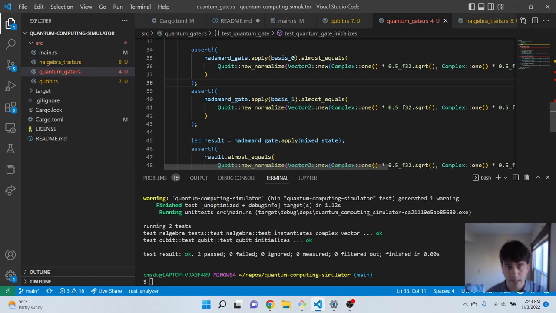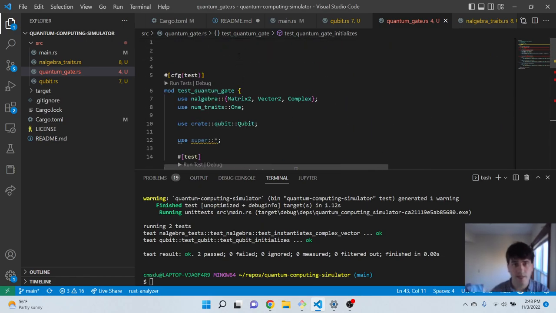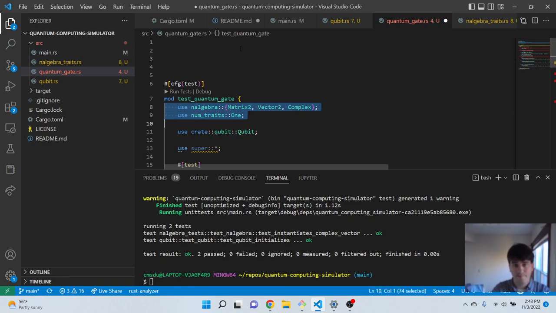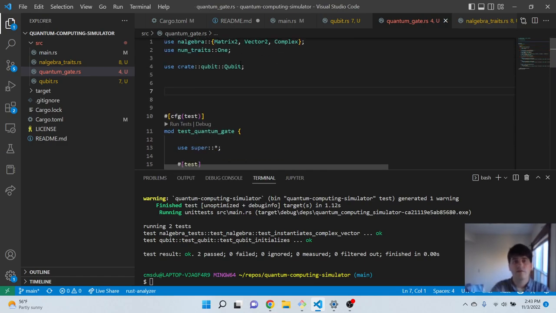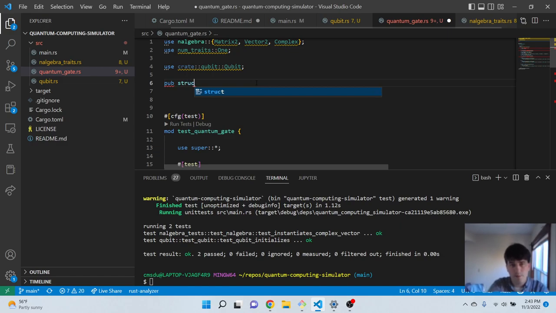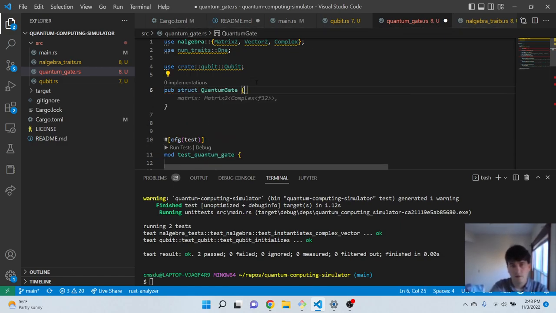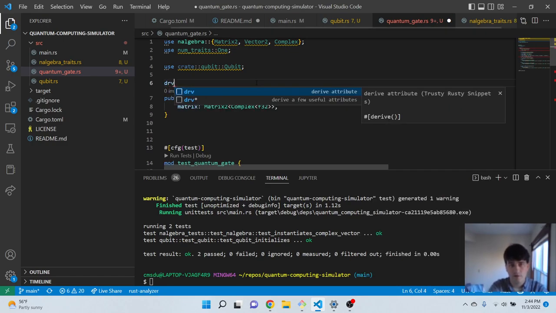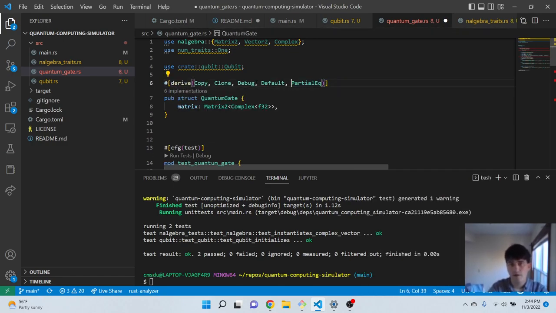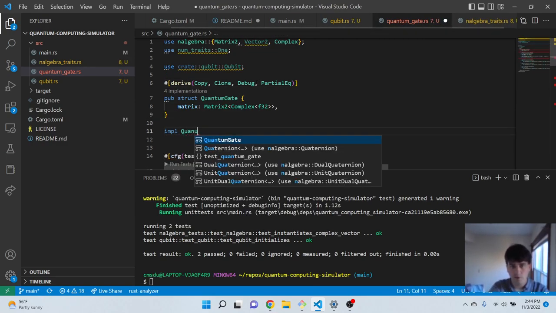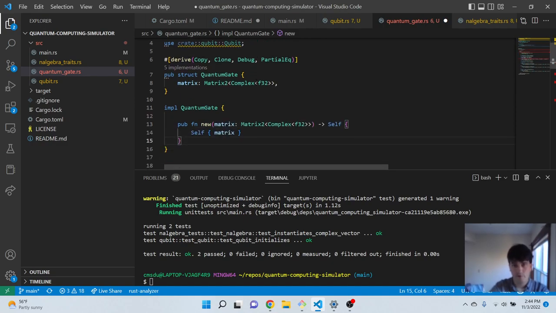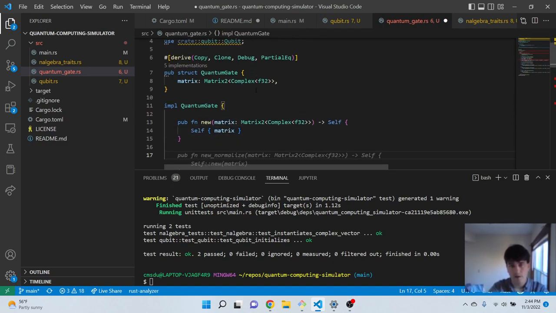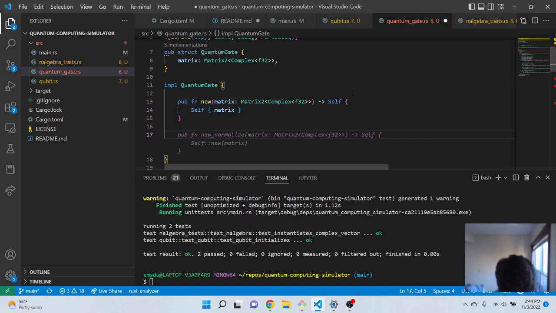Okay, and we're back. So let's implement quantum gate. Slightly annoying that it puts the imports inside the tests, although I understand why it does. Okay, pub struct QuantumGate. It will have a matrix 2 in it. Let's derive some stuff about it. Not this, not this. Okay. And import QuantumGate. New should just take the matrix. New normalize, is new normalize a thing?